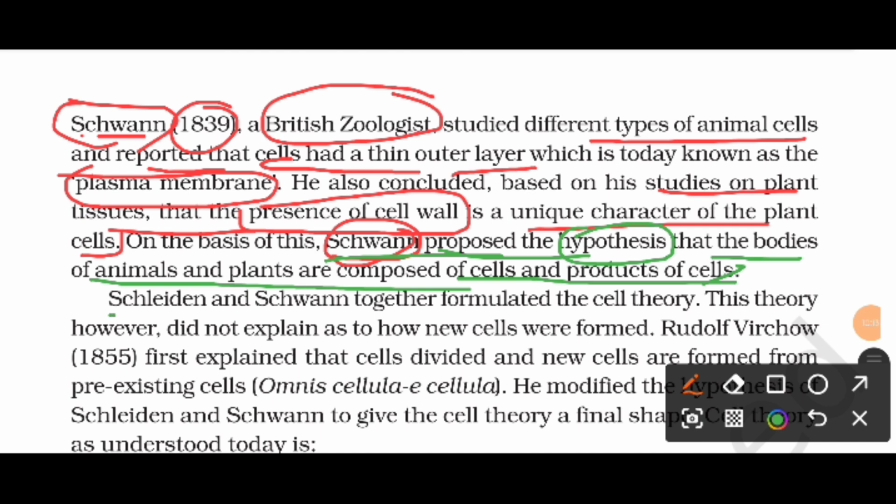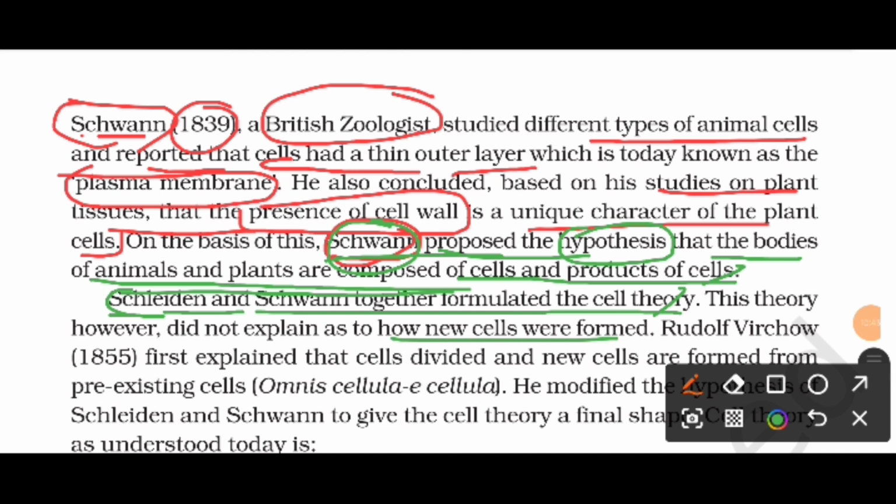After many experiments conducted on this hypothesis, Schleiden and Schwann together formulated the cell theory. Though they formulated the cell theory together, the hypothesis was only given by Schwann. This is a very important point to be noted. After the theory was given, it did not explain how new cells were formed. It only talked about the composition, that an organism is made up of cells and products of cells. Apart from that, it never talked about how new cells were formed.